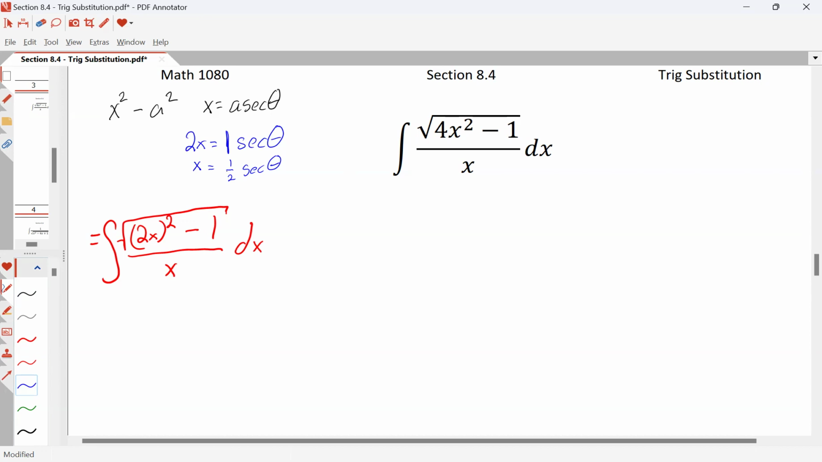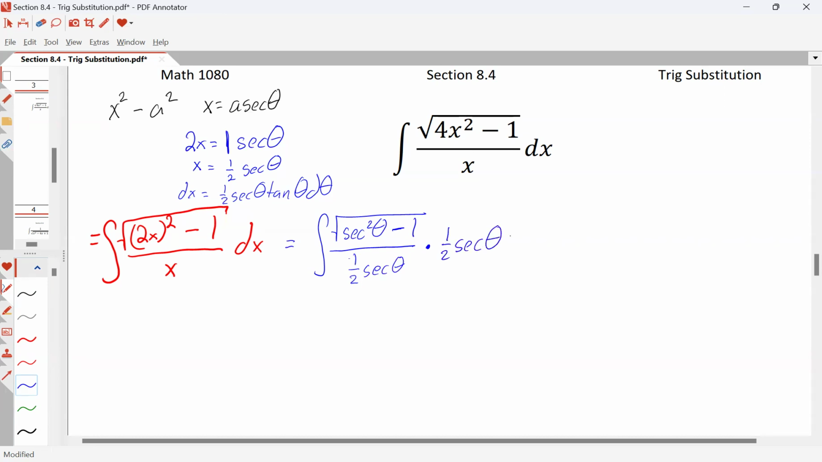Now, because x equals 1/2 secant theta, dx equals 1/2 secant theta tangent theta d theta, we are ready to make our substitution. So substituting all the x's out for the substitution, we get the square root of secant squared theta, because 2x is secant theta, minus 1 all over 1/2 secant theta times 1/2 secant theta tangent theta d theta.